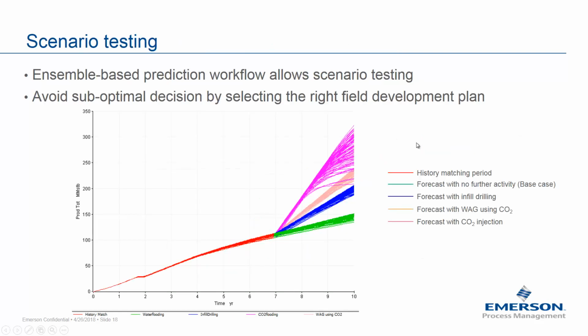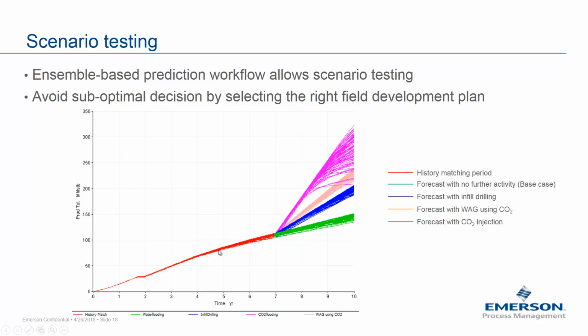All right. So like I said at the beginning of my talk, Tempest ENABLE has an ensemble-based prediction workflow that allows you to test different scenarios so that you can avoid suboptimal decisions by selecting the right field development plan. So in this slide, I'm comparing different field development plans. So that is the end of the history after 7 years. And then this prediction ensemble represents no further activity.